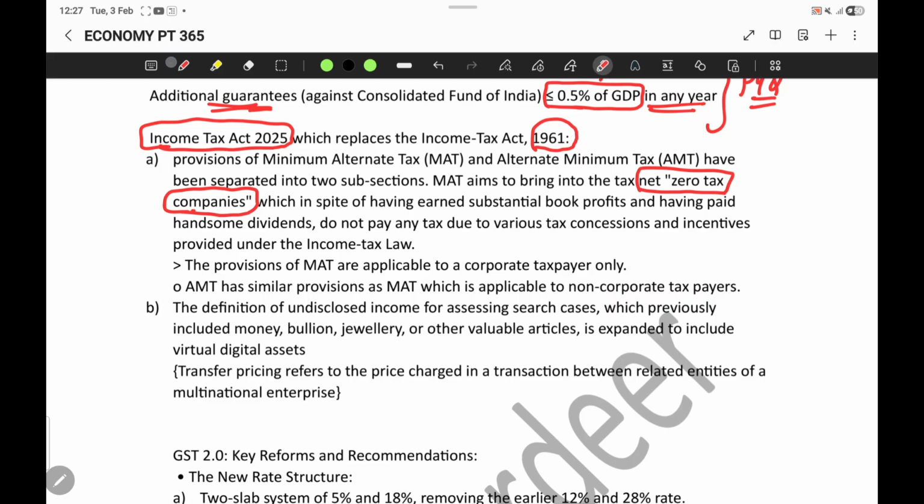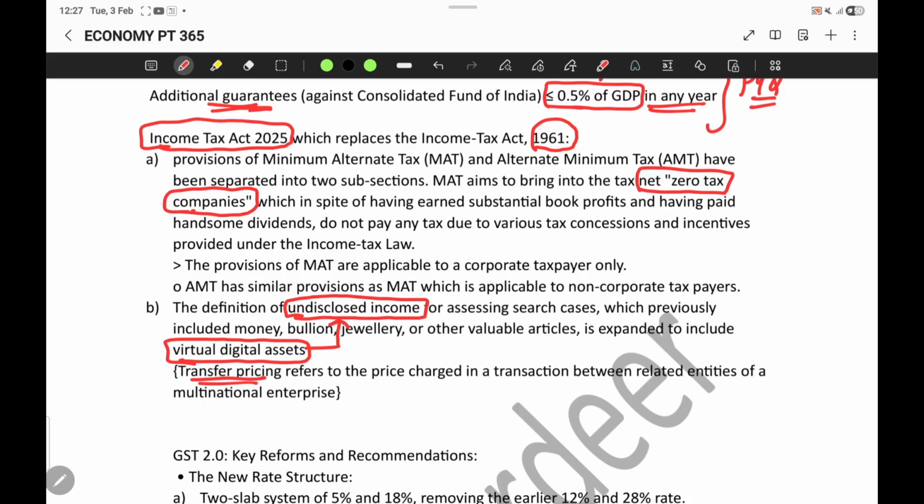Next, there was a definition of undisclosed income. There is no big change. The only change is that they have included virtual digital assets in the undisclosed income. That is the biggest change.